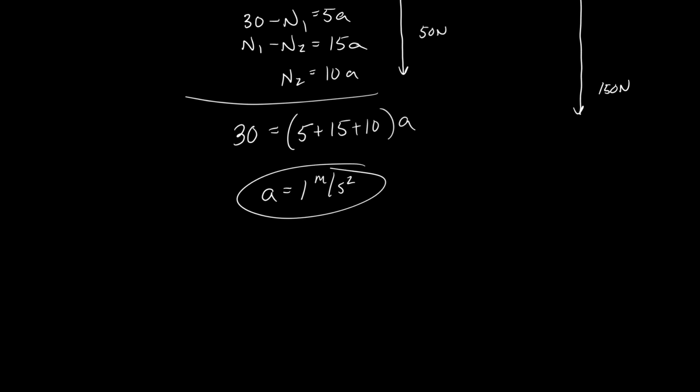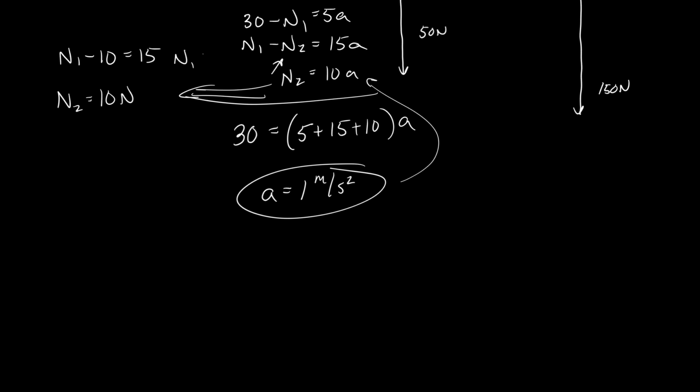Now, it actually didn't ask for this, it asked for the normal forces between the boxes, but we needed to get someplace to get that, and acceleration seemed like the right way to go. If I plug this back in here, though, I can find that N2 equals 10 newtons. And once I know N2, I can plug it in here and find that N1 minus 10 equals 15, or N1 equals 25 newtons.